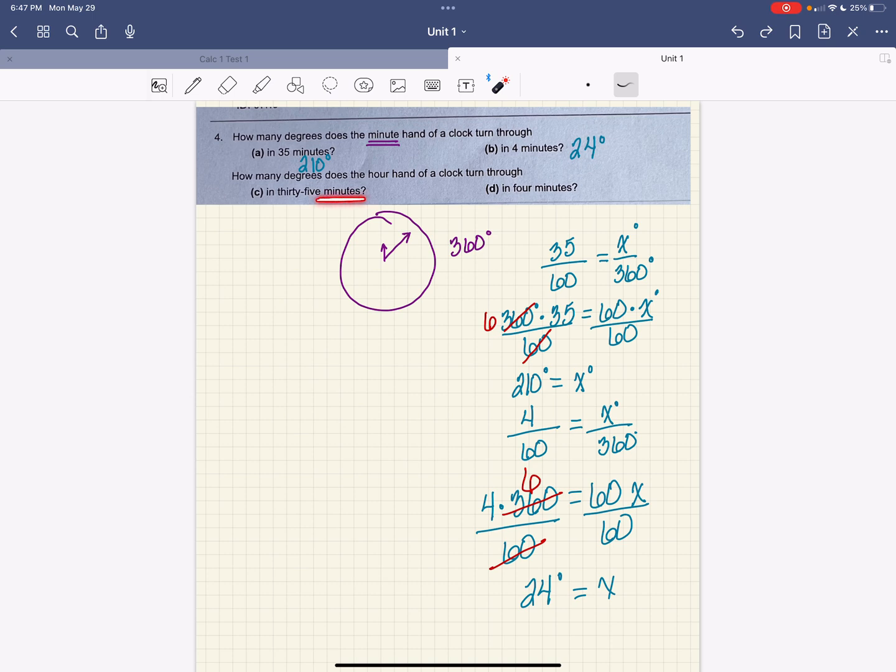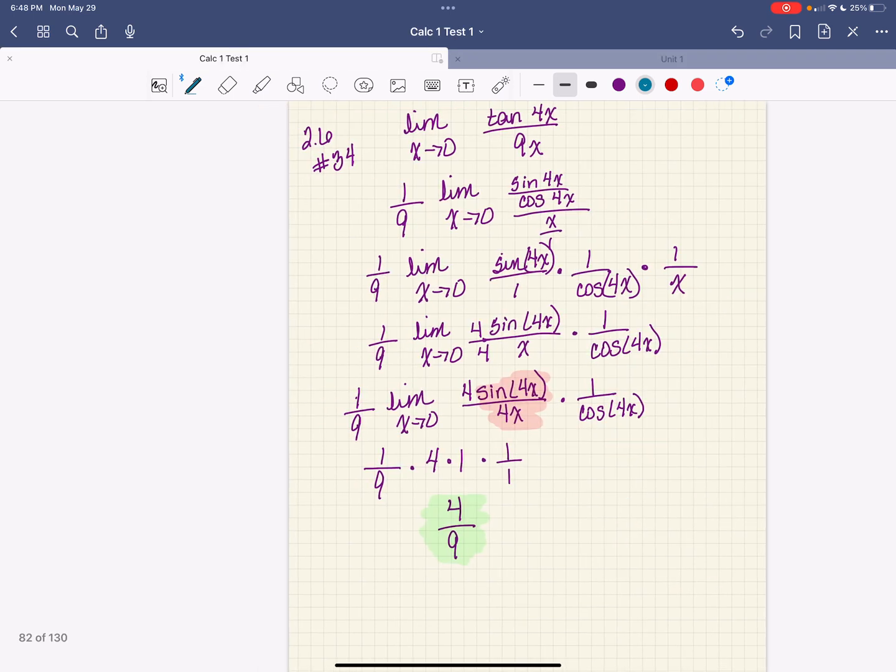Now we're talking about minutes. So we're not talking about hours. So we've got to change those hours to minutes. So the way that we do that is we're going to say 12 times 60. Okay, and 12 times 60 is 720. 720 is how many minutes are in 12 hours. So there's 720 minutes in 12 hours. Okay, 720 minutes in 12 hours. And this is what happens when we're talking about the hour hand of our clock.